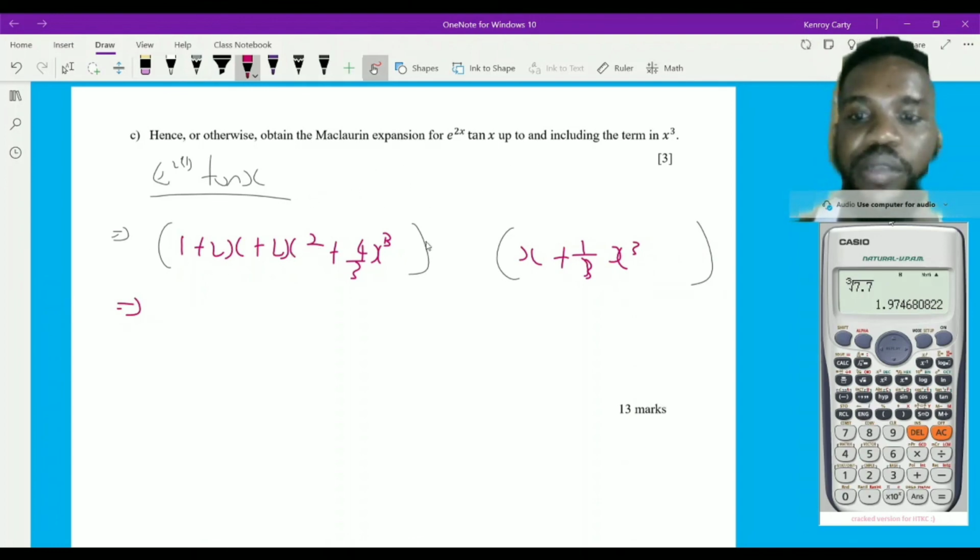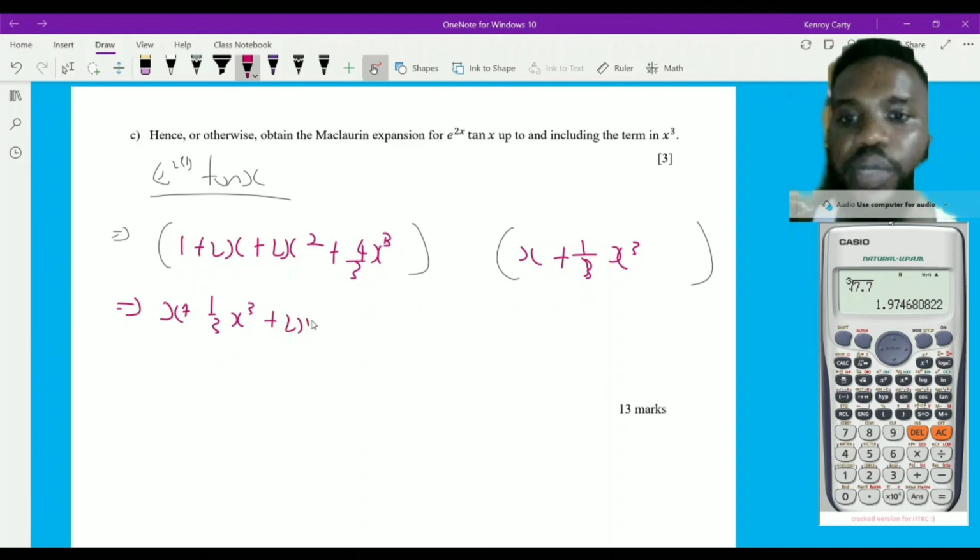Now everything in bracket 1 multiplies everything in bracket 2. So start with 1. 1 multiplies x, you get x. 1 multiplies 1/3 x cubed, you're going to end up with 1/3 x cubed. Move on to 2x. 2x times x is going to give me 2x squared. But 2x times 1/3 x cubed would give me 2/3 x to the 4. That's out because we're supposed to stop at x cubed.